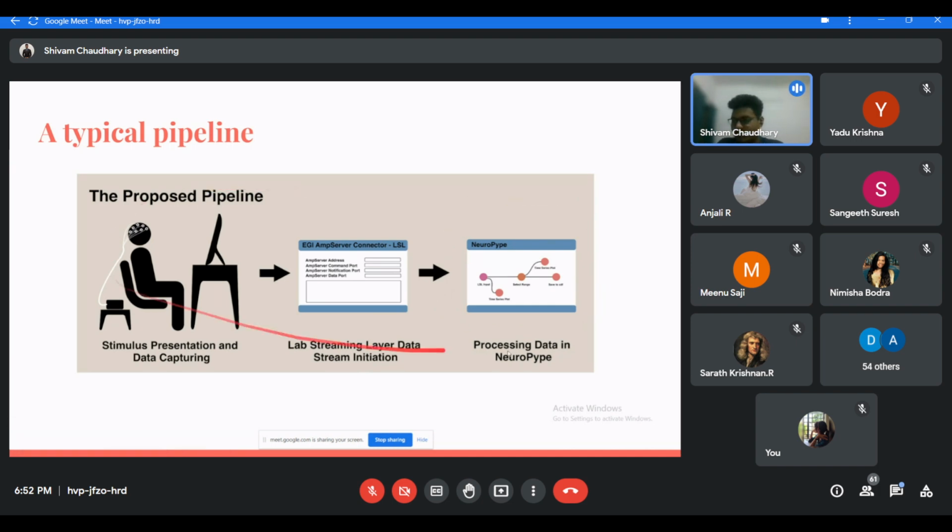So this is a typical EEG pipeline. This is what I use. Many people use different pipelines as well. I'm using this mostly because it's free, and I'll soon be releasing an article on how to configure these pieces of software.